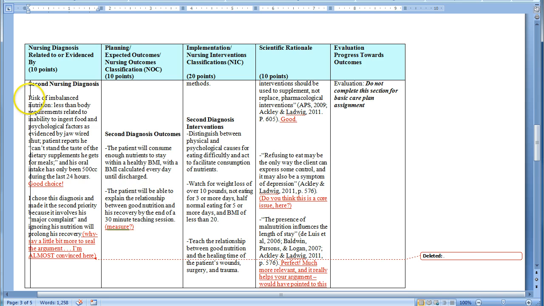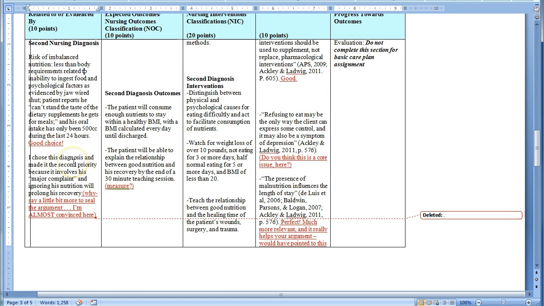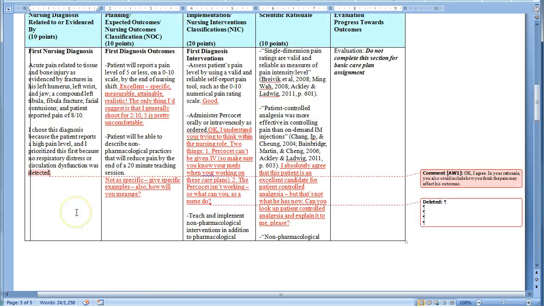The patient that we had here in the case scenario, clearly imbalanced nutrition was a significant issue, and it was a very good choice. And again, it's nicely stated with the related to, and he also has it as evidenced by, and he has a nice rationale as well. Not quite as good as the last one, but it's very good.